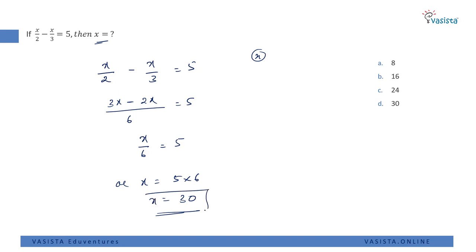So x is equal to 30. Option D is the right one.